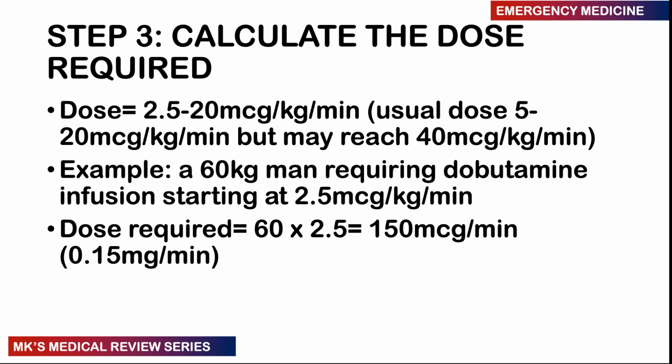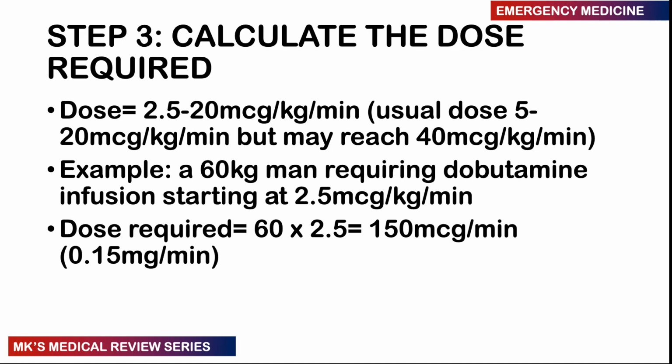So if you have a 60 kg man, for example, that is requiring a dopamine infusion that is going to start at a rate of 2.5 micrograms per kg per minute, we're going to say his weight, which is 60, multiplied by 2.5. You get 150 micrograms per minute. But remember, I told you that I like to work with milligrams. So if you want to change micrograms to milligrams, you simply divide this answer by 1,000. So if you divide this by 1,000, you get 0.15 milligrams per minute. This is how much this patient needs per minute.